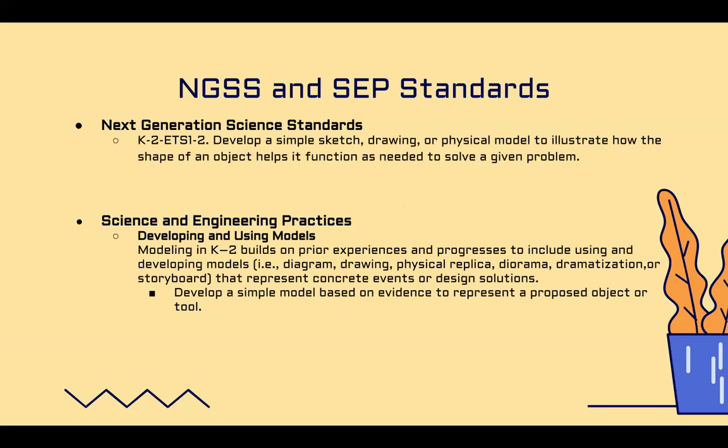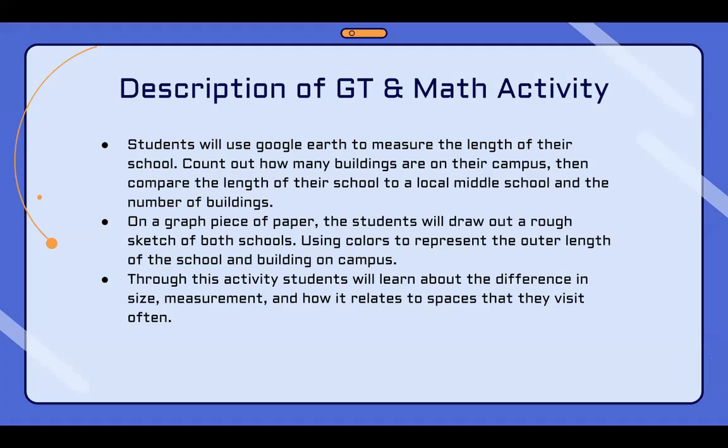The Next Generation Science Standard we chose is to develop a simple sketch, drawing, or physical model to illustrate how the shape of an object helps it function as needed to solve a given problem. For science and engineering practices, we chose to focus on developing and using models, to develop a simple model based on evidence to represent a proposed object or tool.